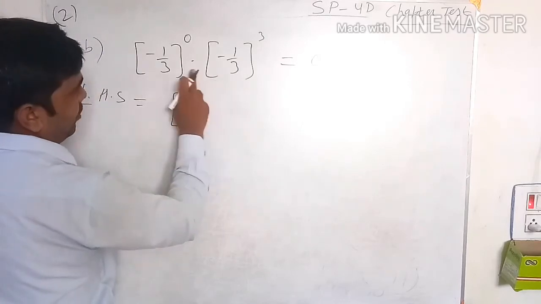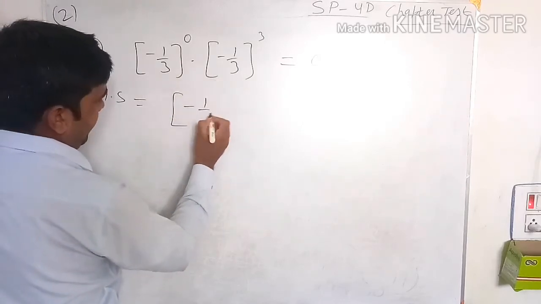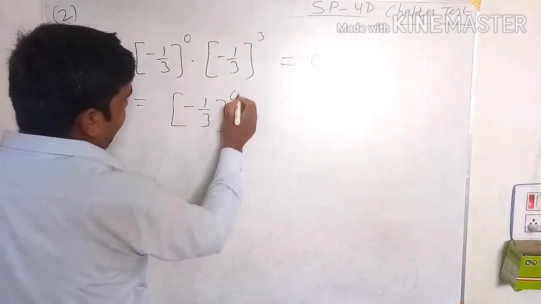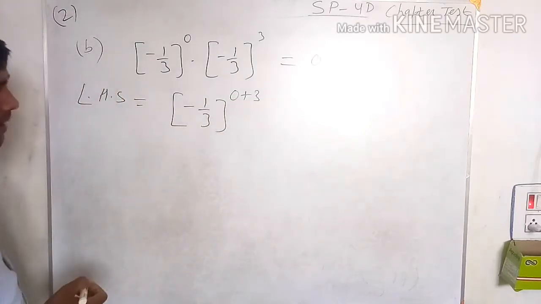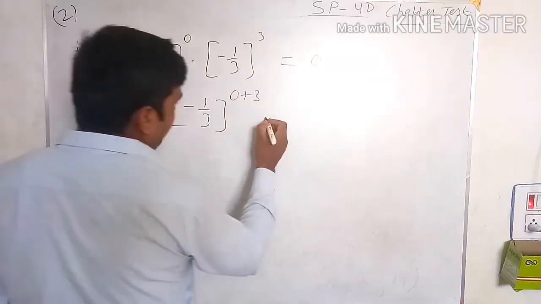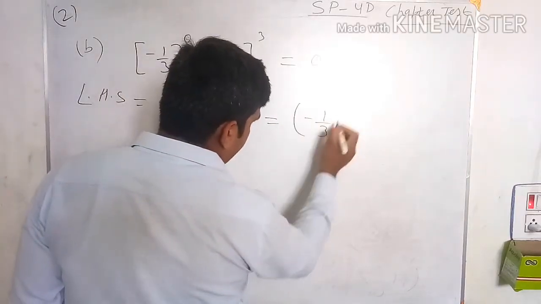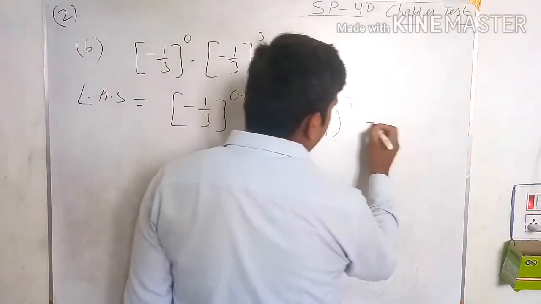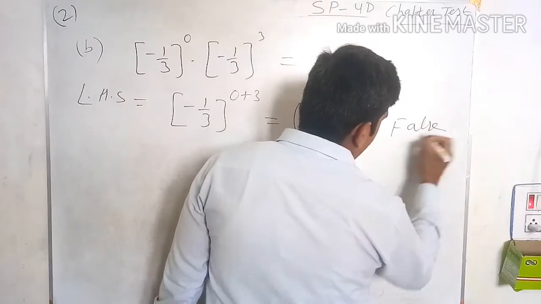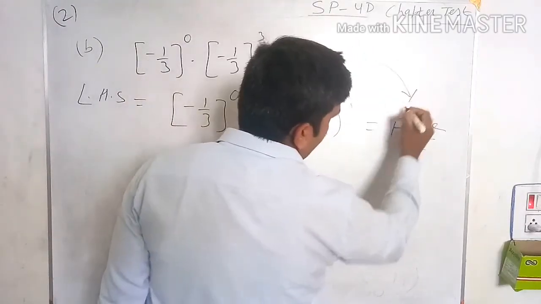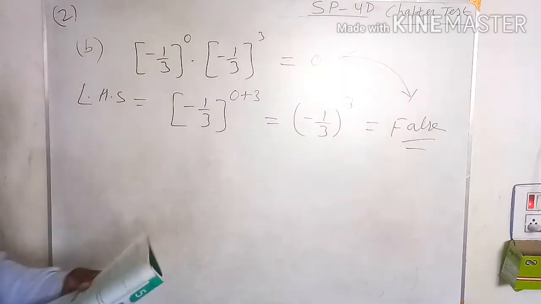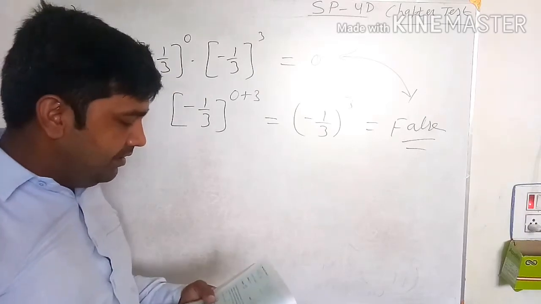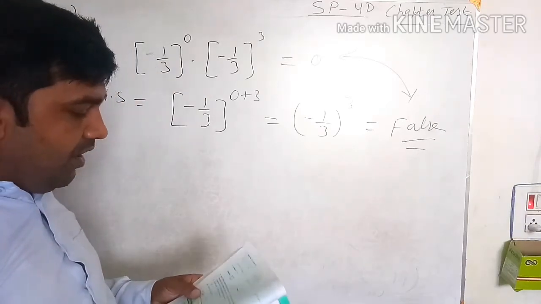See, bases are same and both are multiplied. So take the base common, apply the product law of exponent. Product law says that if the bases are same and they are multiplied with each other, you can add the power. So what value did you get? Minus 1 by 3 to the power 3. So you will not get the value 0. So this is false. This equation is false. Similarly, you do the C, D and E, whether it is true or false.